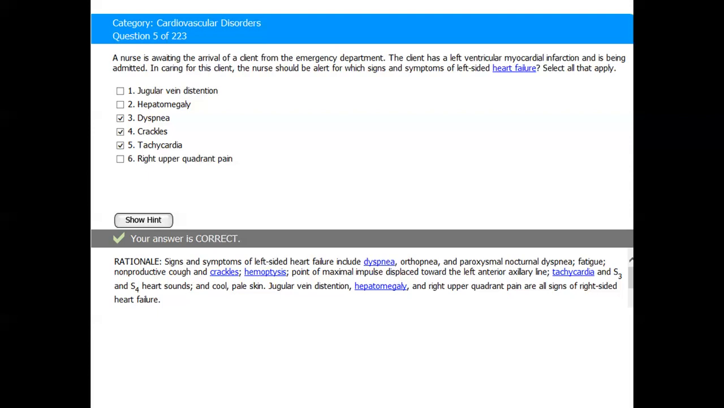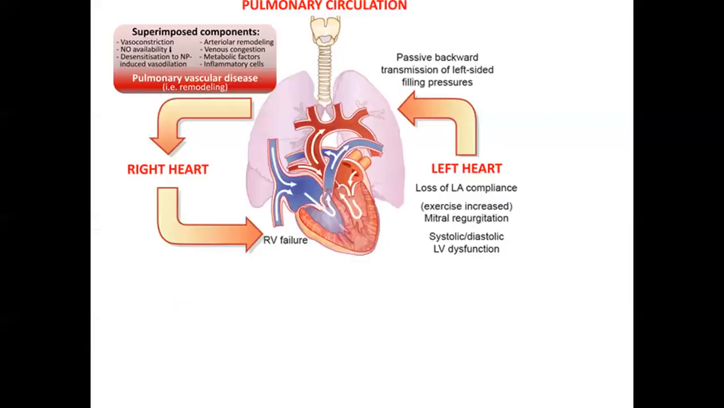Also tachycardia, or we can find an added heart sound, which is called the S3 or S4 heart sound. Sometimes cool, pale skin. But jugular vein distension, hepatomegaly, which means liver enlargement, or right upper quadrant pain are all signs of right-sided heart failure.